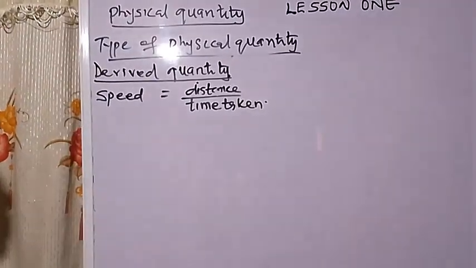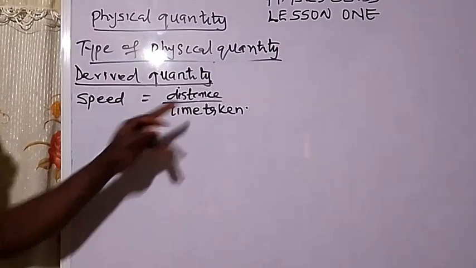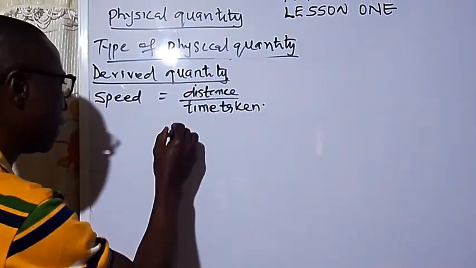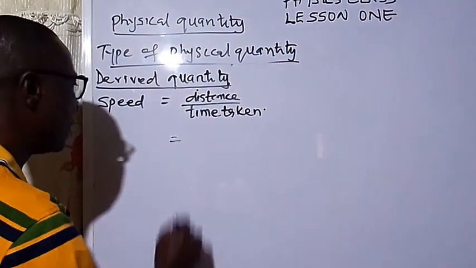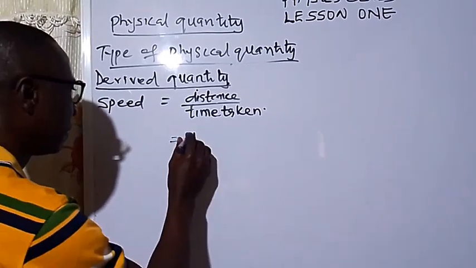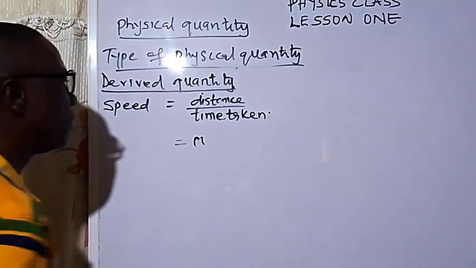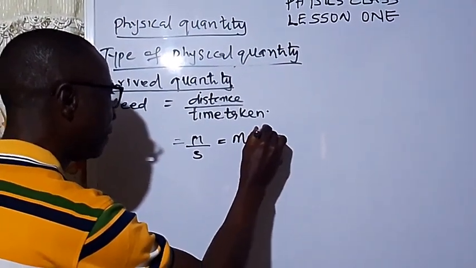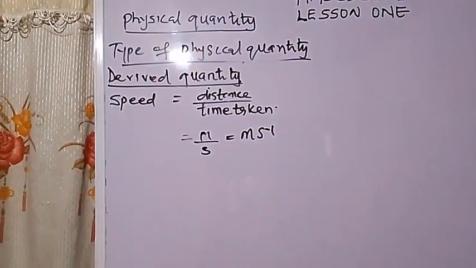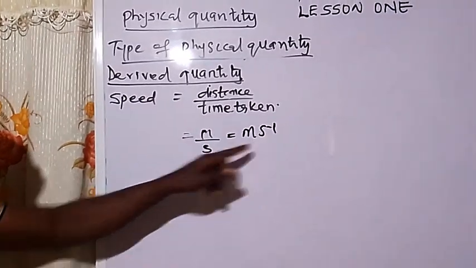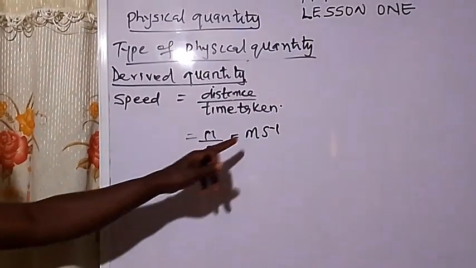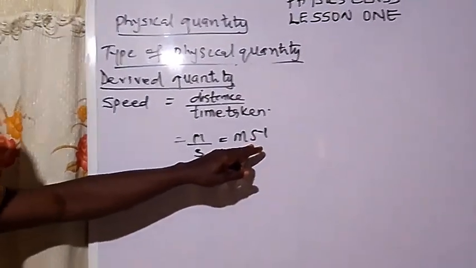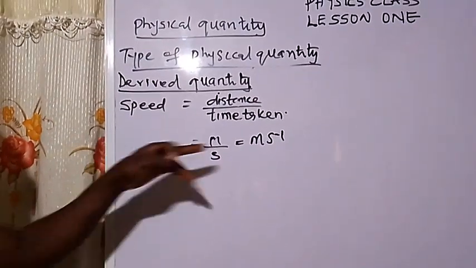From the example on the board, we want to write the unit of speed. For speed, the unit will be distance, which is meter, over time, which is second. Then it gives us meter per second. So that's where we have meter per second for speed. This is also a derived unit, formed from the combination of two fundamental units.